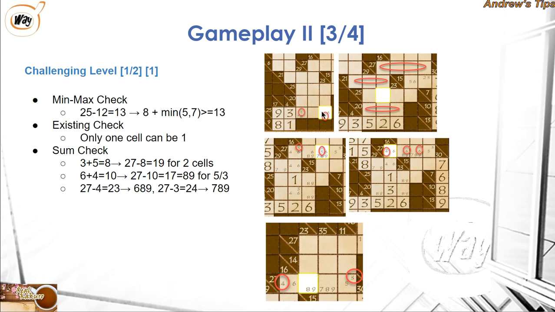13 left. That one, 3 cells. The 3 cells should be 13. If we use the 8 with the minimum 5, it's already 13. So 8 is not correct. So we should use the 6 in this picture. This picture is another idea.